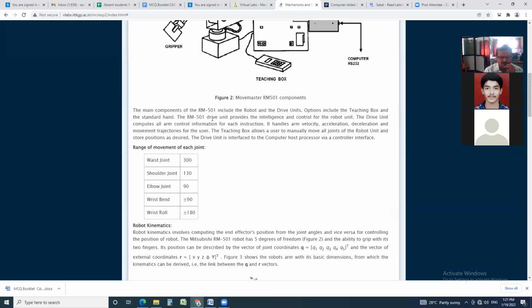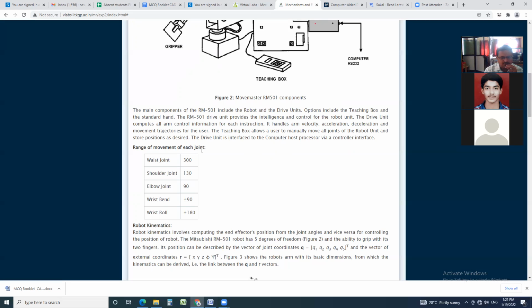The RM501 drive unit provides the intelligence and control for the robot unit. The drive unit computes all arm control information for each instruction. It handles arm velocity, acceleration, deceleration, and movement trajectories for the user. The teaching box allows a user to manually move all joints of the robot unit and store positions as desired. The drive unit is interfaced to the computer host processor via a controller interface.